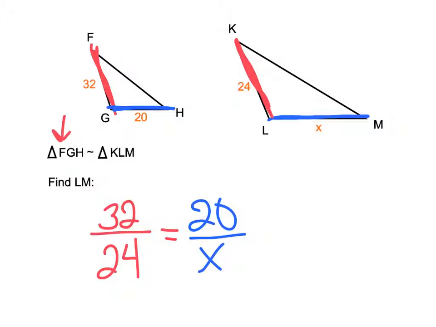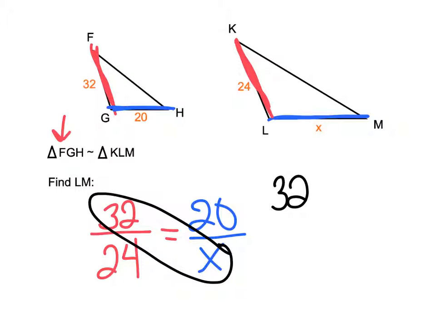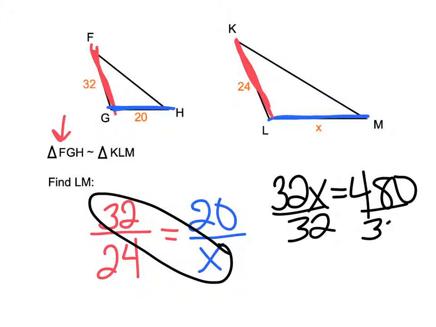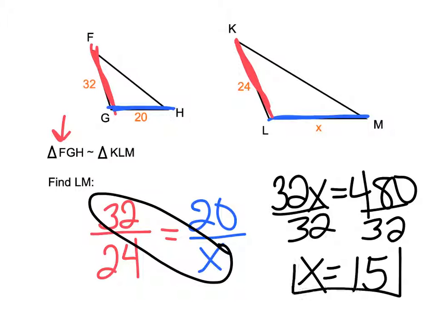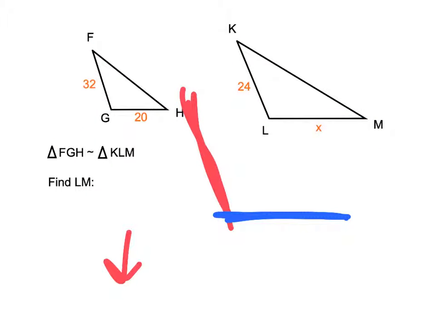And it's really not that big of a deal, and I don't mean to make it sound like it is. I just would rather have your foundation super solid. So you have 32 times x equals 20 times 24, which is 480. Okay, so that's using cross multiplication. And then when you divide by 32, you've solved for the unknown side x, which is 15. And so this length here is 15.